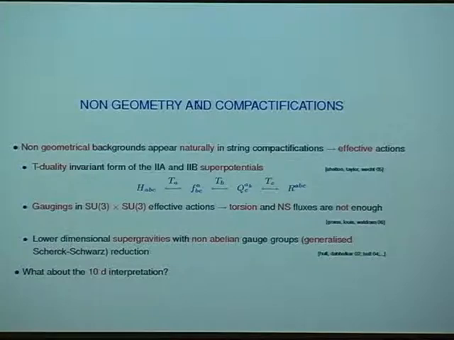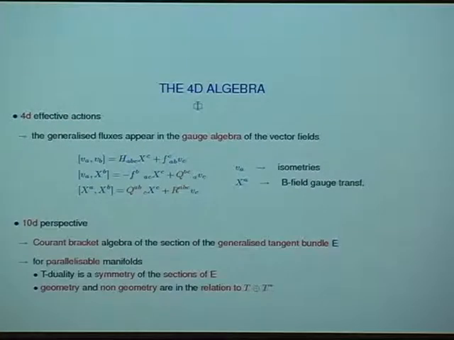The problem is that it's not clear how to interpret those backgrounds in 10 dimensions. And this is what we would like to do, but this is still a work in progress. And for the time being, what I will just show you is that we can give, at least for the Q fluxes, the R fluxes we don't know how to deal with them. At least for the Q fluxes, we can give an interpretation in terms of 10 dimensions.